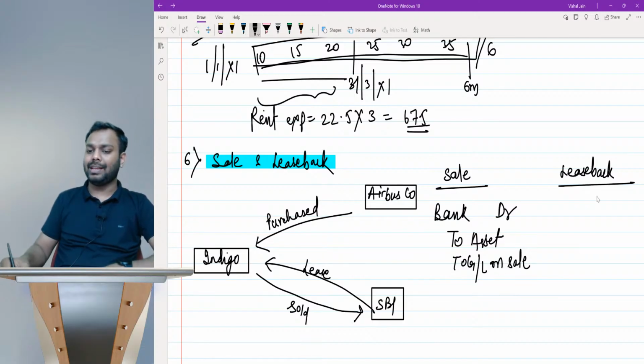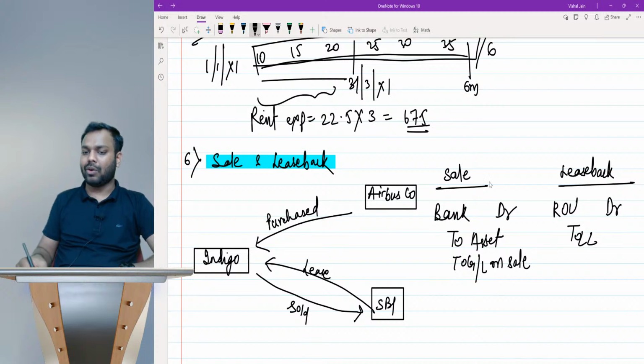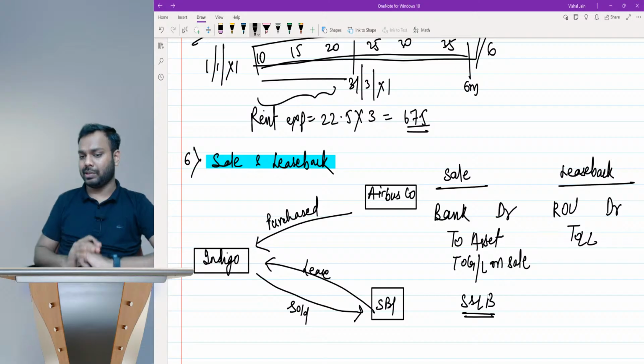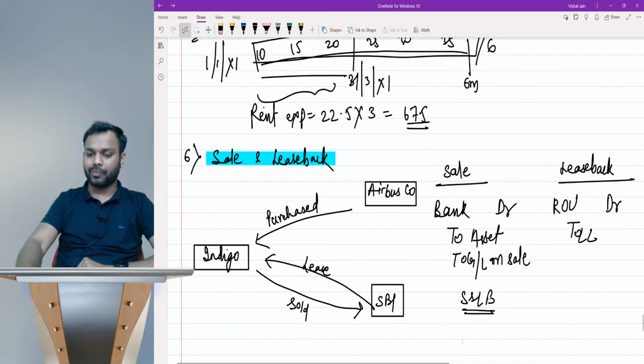When I take on lease, what is the entry? Right of use asset account debit, to lease liability. Now, what is the entry for sale and lease back? We just have to merge these two entries. How?